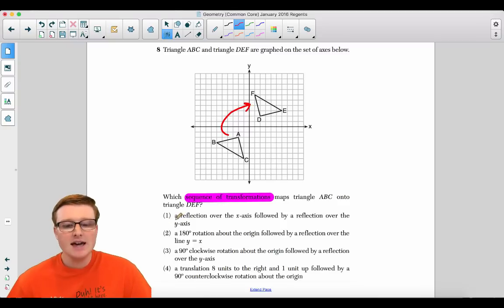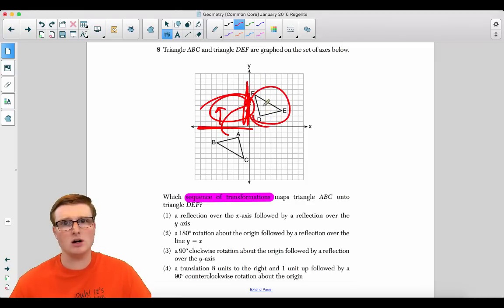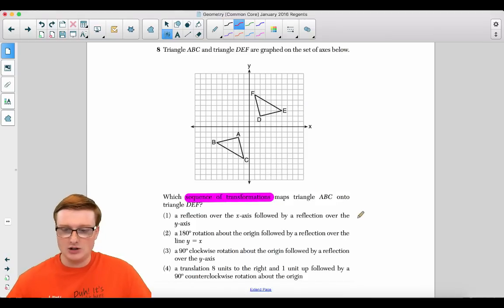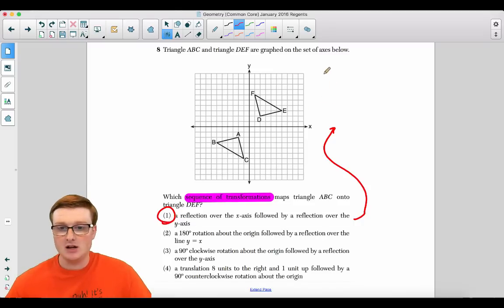Choice 1 says a reflection over the x-axis, which is over here, so it's flipping upwards in this direction, followed by a reflection over the y-axis, so it's going to end up over here. Does that work? Yes, it does, and I'll tell you why. And this is really important for the reading, so make sure that you know this.